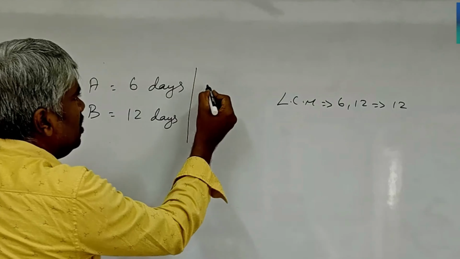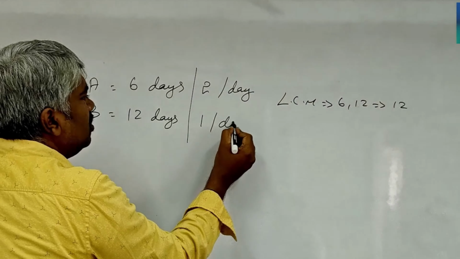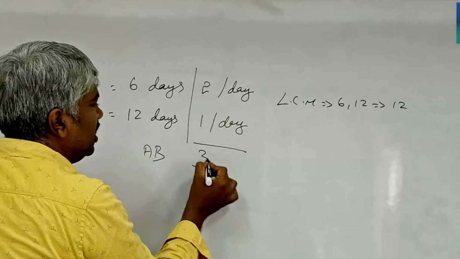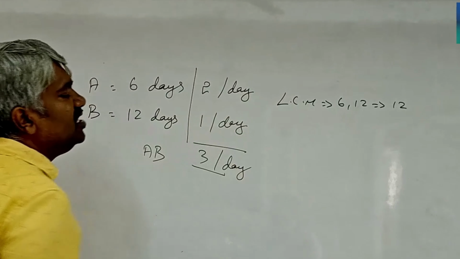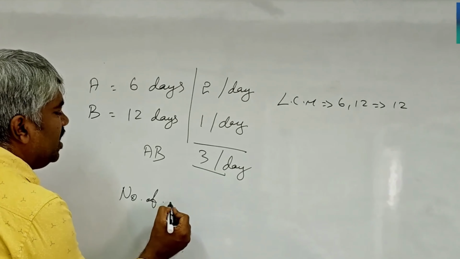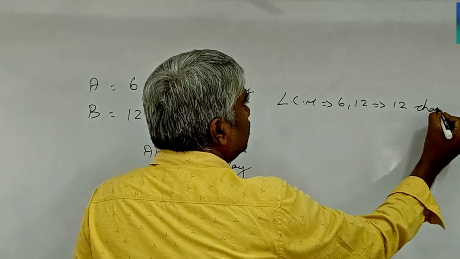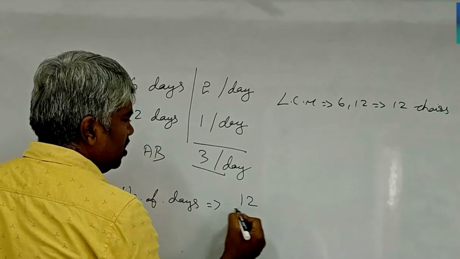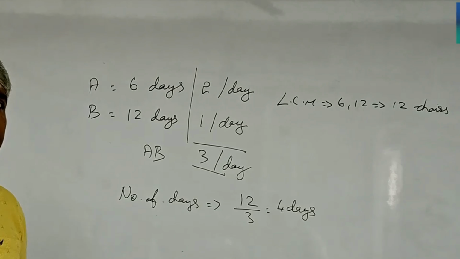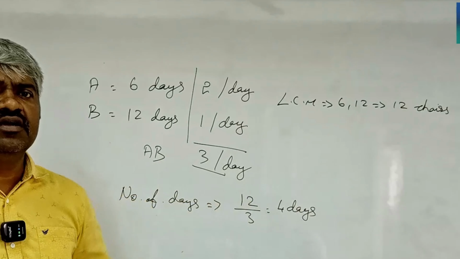So therefore, in one day, A can manufacture 2 chairs. B can manufacture 1 chair. When AB are working together, they can manufacture 3 chairs in one day. So the number of days required to completely manufacture the 12 chairs is 12 by 3, which is 4 days. So from this you can come to a conclusion that when A and B are working together, they require 4 days to complete the work fully.